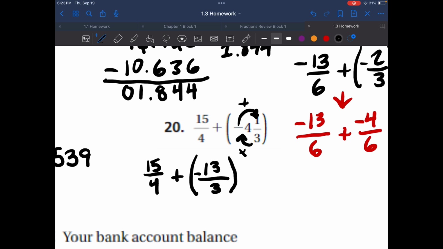So, from here, I can't easily make common denominators, right? I don't have anything that I can multiply by 3 to get to 4. So instead, I'm going to do our second strategy, which was just multiply it by the other denominator. So 4 I would multiply by 3, and 3 I would multiply by 4. Remember, whatever you do to the bottom, you got to do to the top.